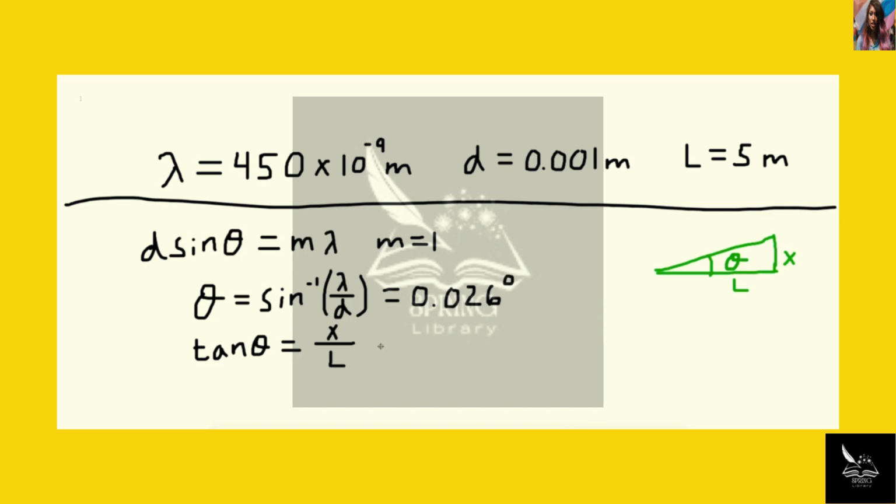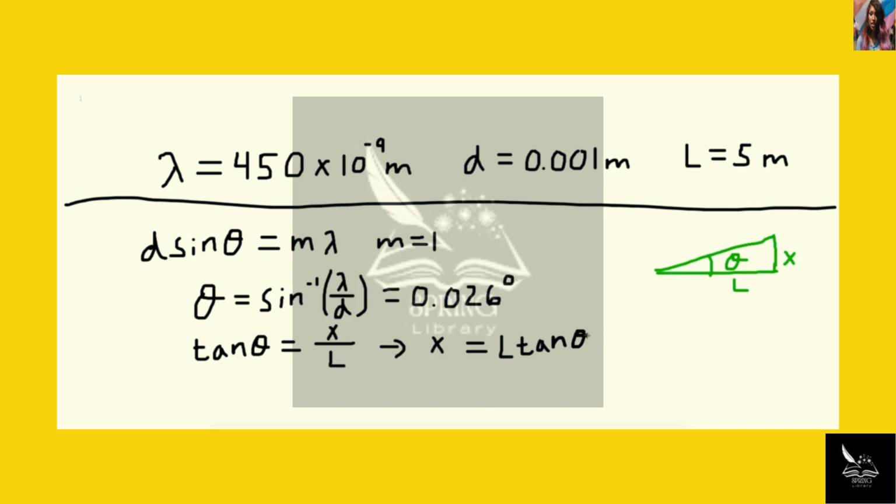Okay, so now we can rearrange this to solve for x, because we want to know x. This will be the distance from the center to one of the central maxima, but we want the total width, so we're going to have to double this x value to find that. But first we have to find x. We find that x is equal to the tangent of theta times L, right?